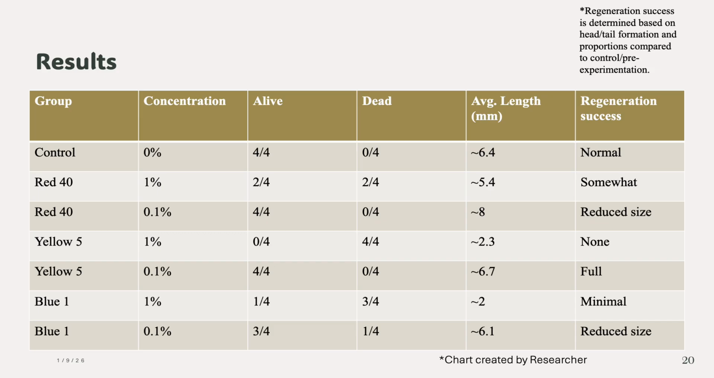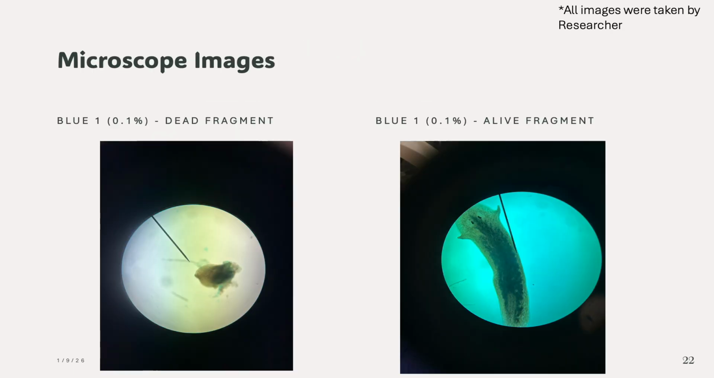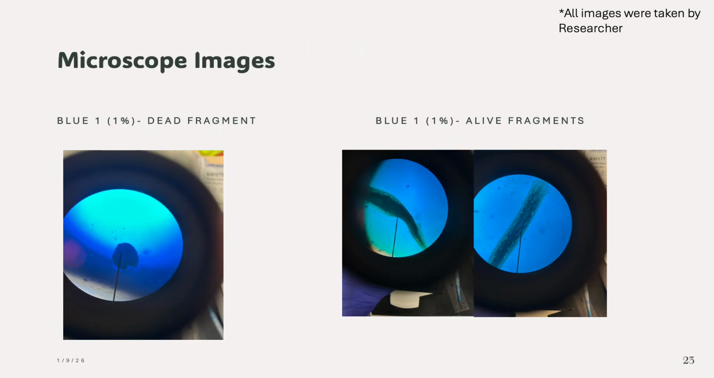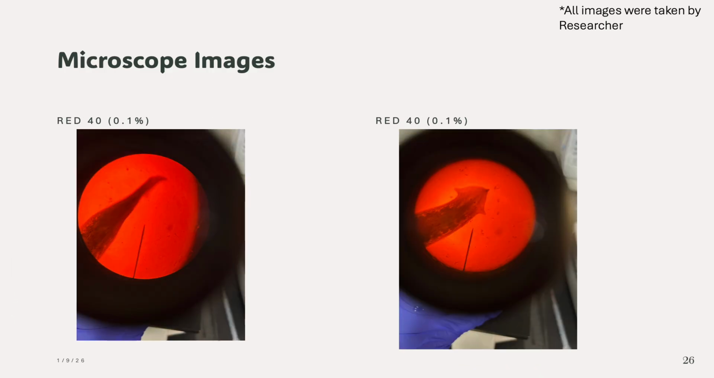This chart shows each group and concentration, mortality rate, average length, and regeneration success, with the 0.1% showing more success in all categories. This graph highlights the differences in each dye and lengths. These are microscope images from blue 1 0.1%, blue 1 1%, yellow 5, red 40 1%, and red 40 0.1%.